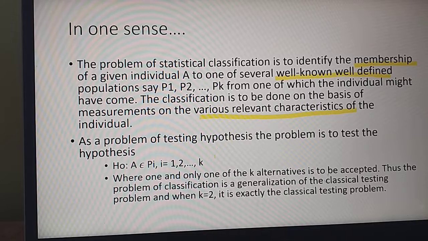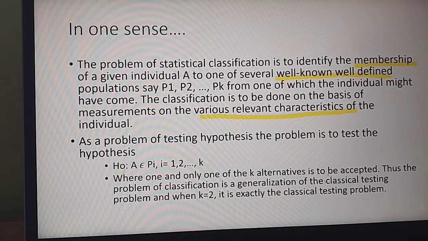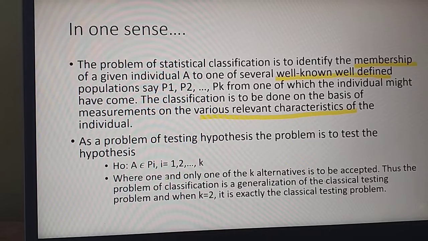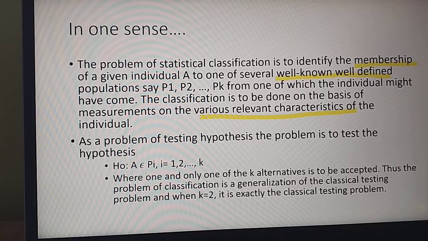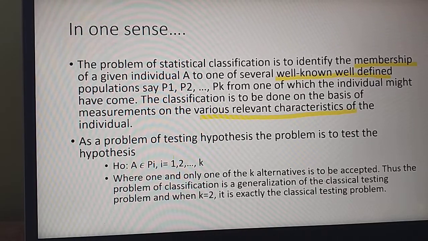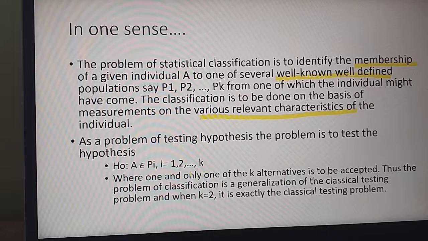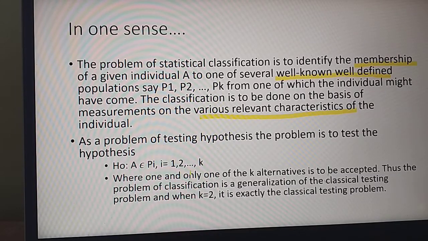So the problem of statistical classification can be viewed as the problem of classical hypothesis testing. In that, what is our hypothesis? Our hypothesis is: A belongs to Pi, where i goes from 1 to K. That means Pi may be P1, P2 or Pk, where one and only one of the K alternatives is to be accepted. In this case, we have altogether K hypotheses: A belongs to P1, A belongs to P2, and so on.